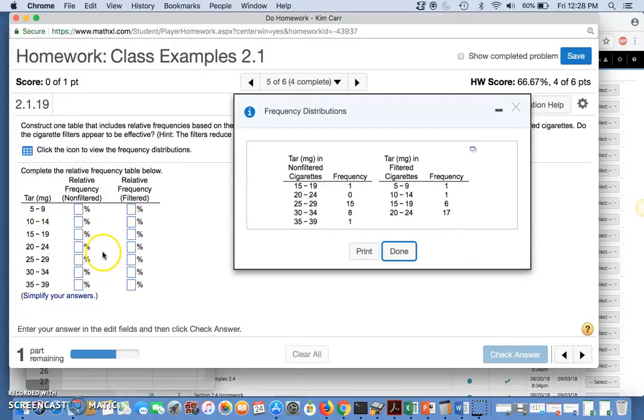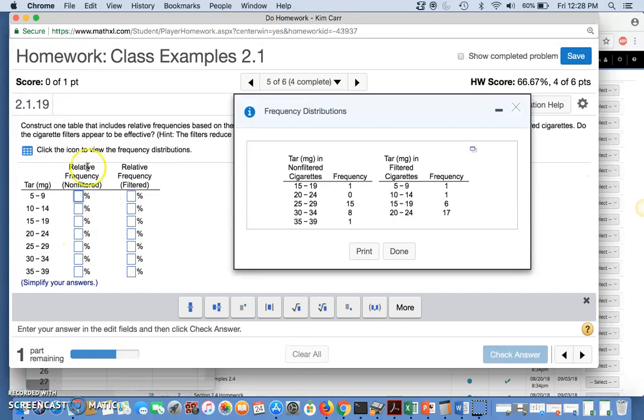Now we want to find what the percent is. So remember, we take the number, we divide it by the total, which is 25, and convert it to a percent. We multiply it by 100. All right, this is number 1 right here. But this says 15 to 19. It's way down here. So be careful that you don't start here with 15 to 19. Since there's nothing in the relative frequency category for the non-filtered that's 5 to 9, just go ahead and put a 0 in that.